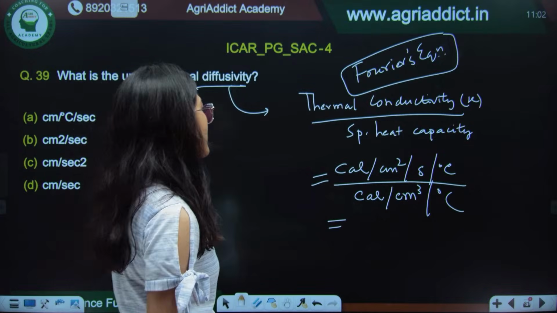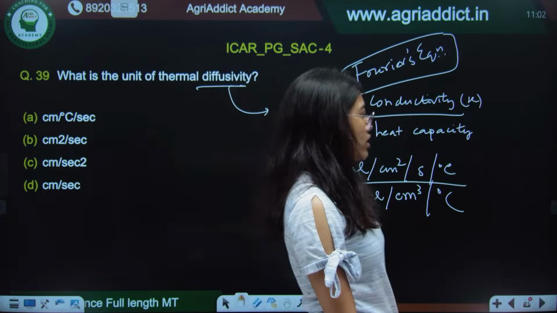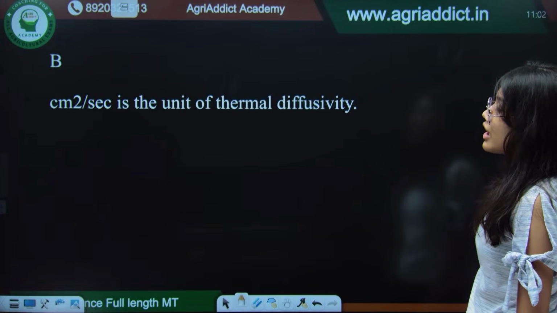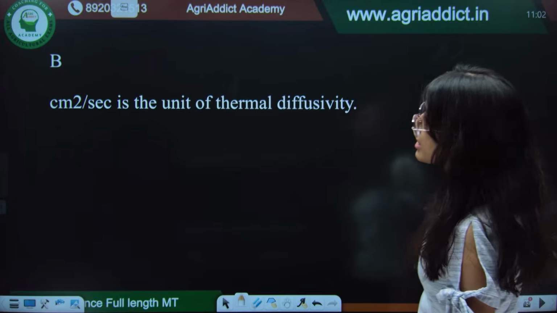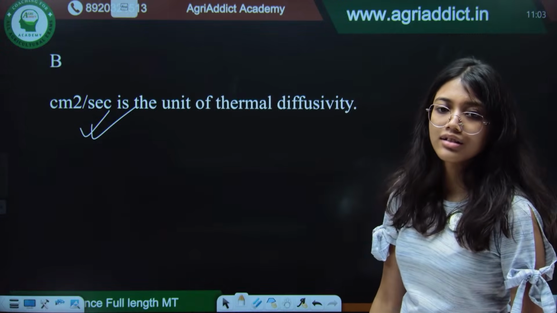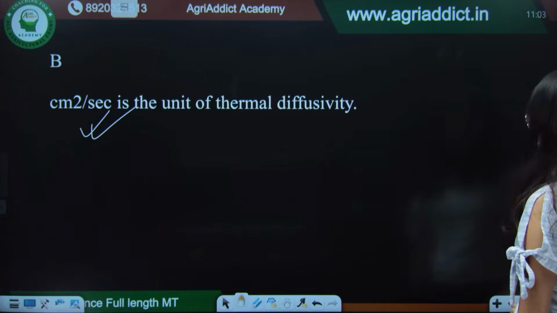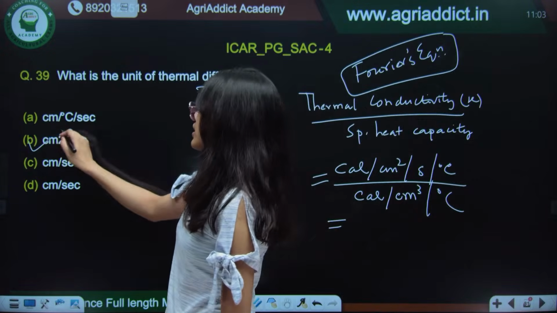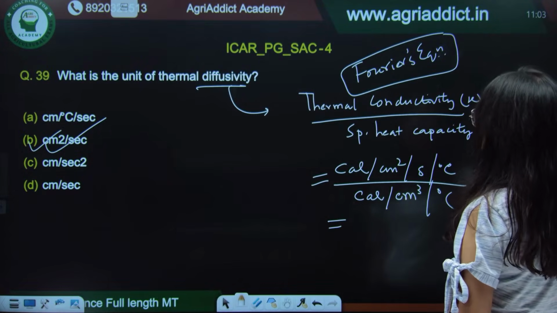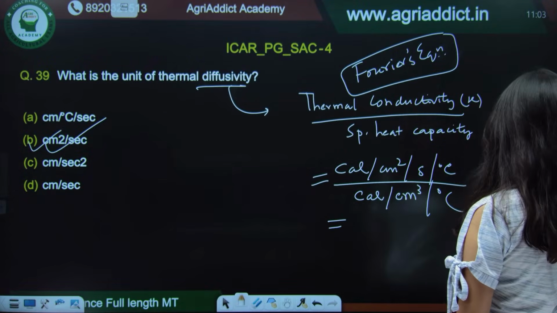So, what will be the answer? From there, what will be the answer for the thermal diffusivity? It is option number B, centimeter square per second is the unit of thermal diffusivity. Okay. So option number B is our correct answer. Okay. Now let's move to the next question.